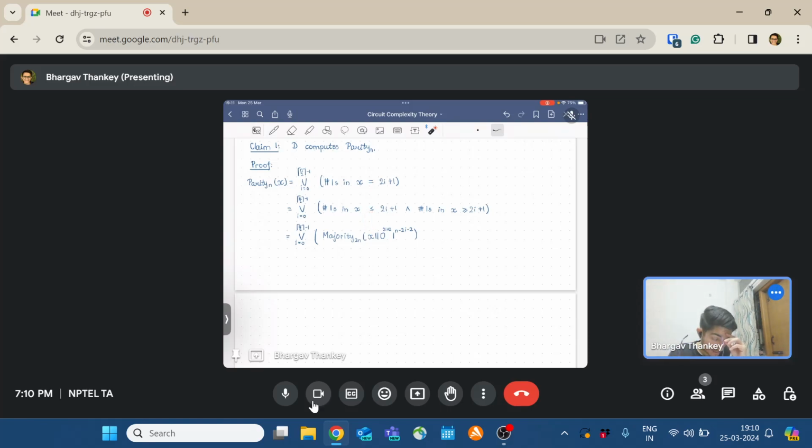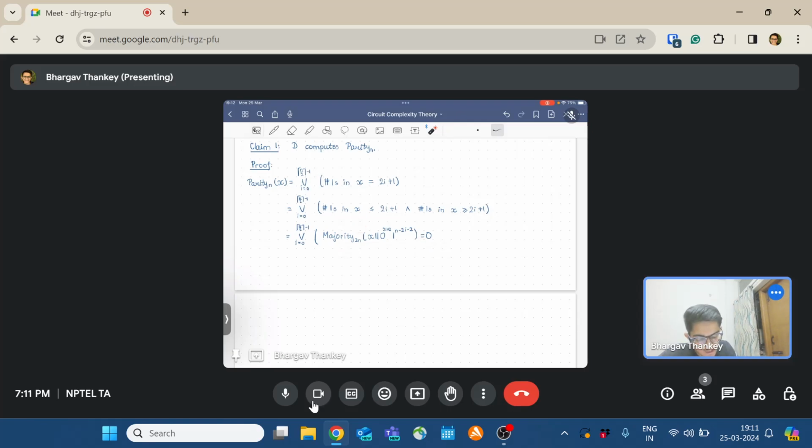Let's see. So suppose that x has at most 2i plus 1 many ones, right? Now, how many ones am I adding over here? I'm adding n minus 2i minus 2 many ones. So now the number of ones in the whole string is at most n minus 1, right? And because of this, this majority is 0, right? So why? Because the number of ones is at most n minus 1 and the total number of elements is 2n. So if the number of ones in x is at most 2i plus 1, then this majority is 0.